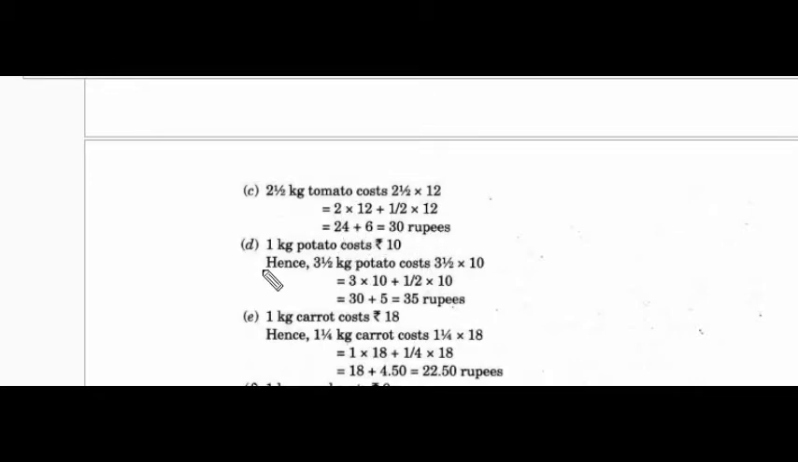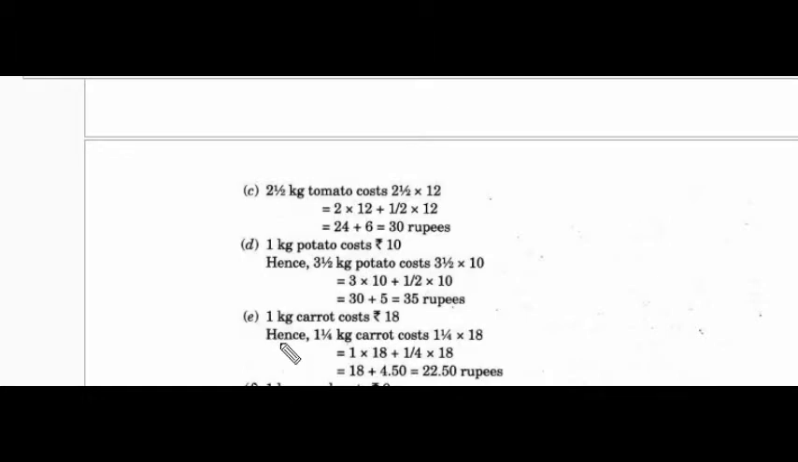Now here question D. Here we are finding out the cost of 3.5 kg potato. So 1 kg potato costs rupees 10. That is stated in the list. So 3.5 kg potato cost 3.5 into 10. So 3 into 10 plus half into 10. 10 3s are 30 plus half of 10 is equal to 5. So 30 plus 5 is equal to 35 rupees.